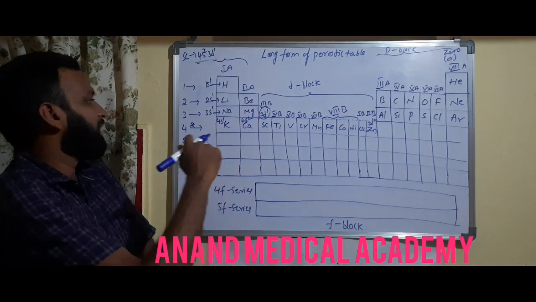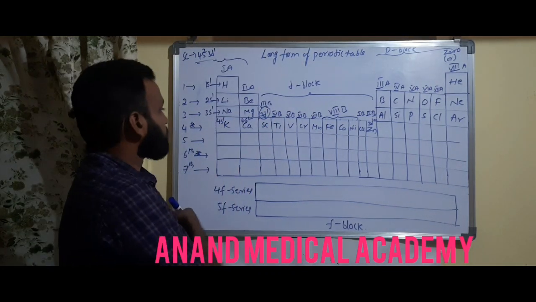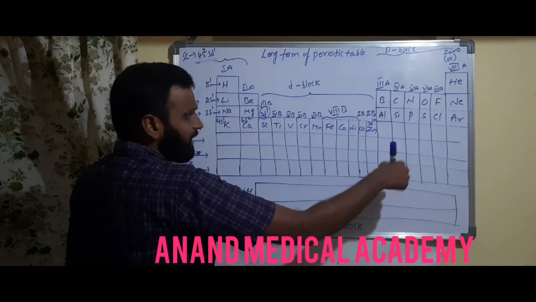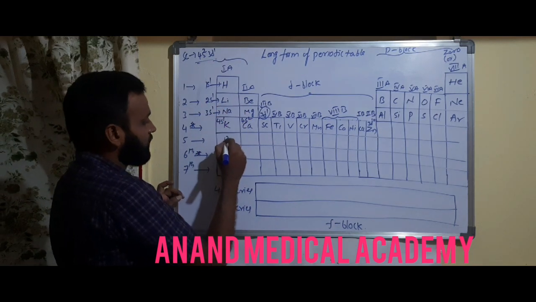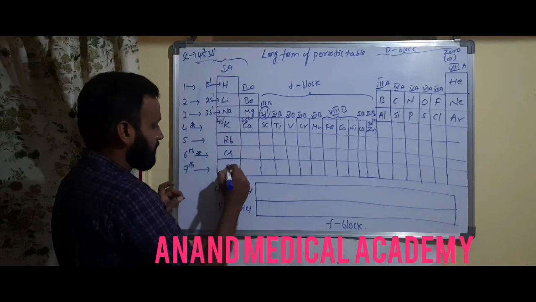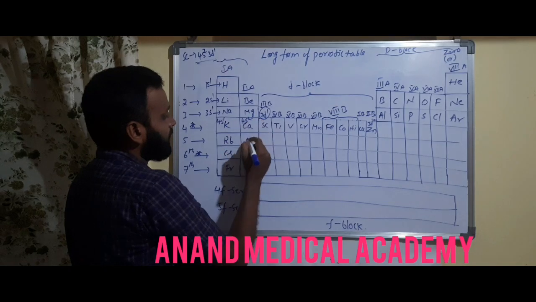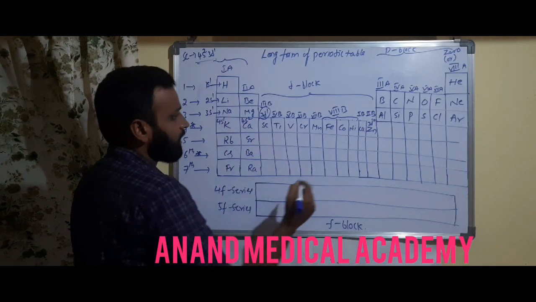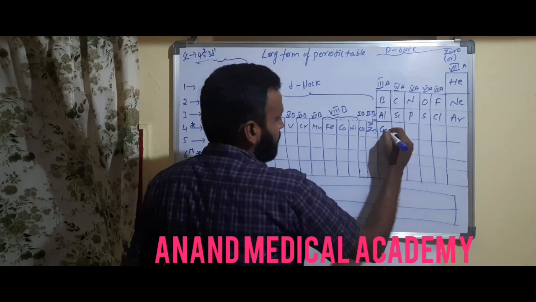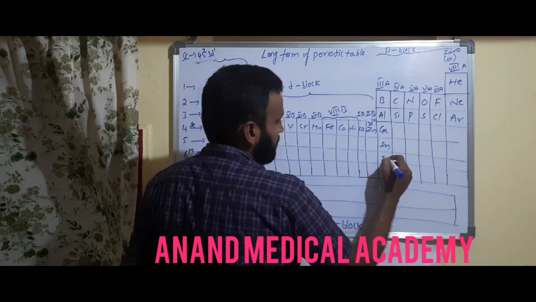Now let's see the remaining. What do you have remaining? Here we will now see the individual groups. So hydrogen, lithium, sodium, potassium, now rubidium, cesium and francium. Here beryllium, magnesium, calcium, strontium, barium, radium. And boron, aluminium, gallium, indium, thallium.